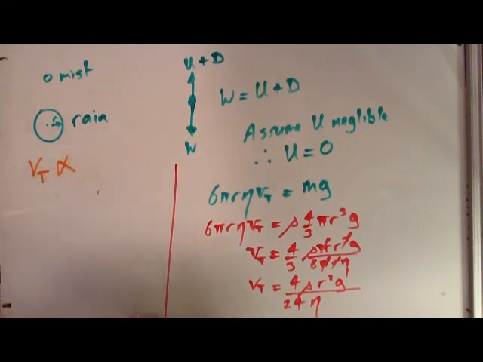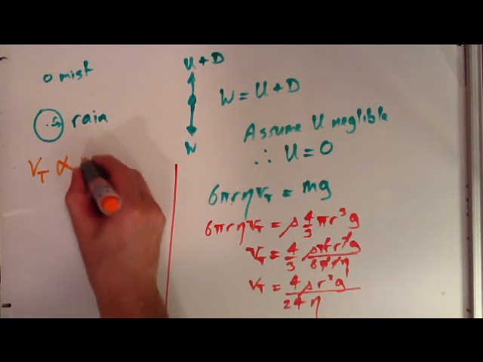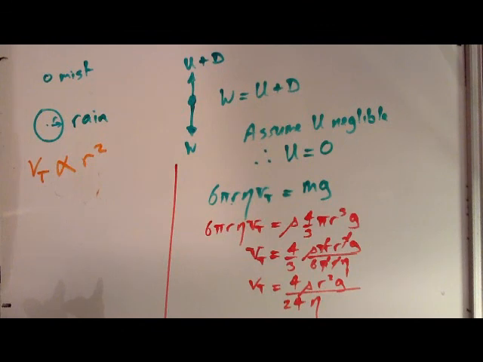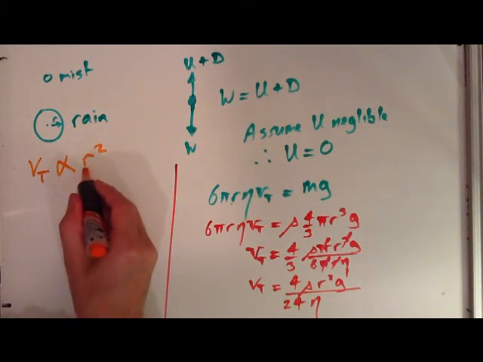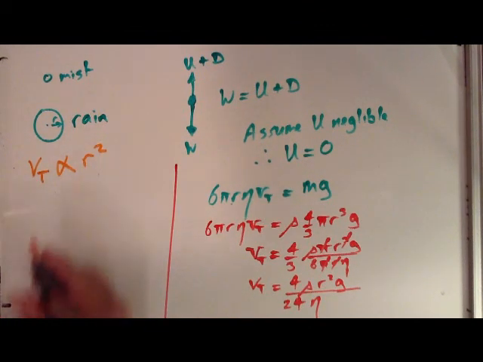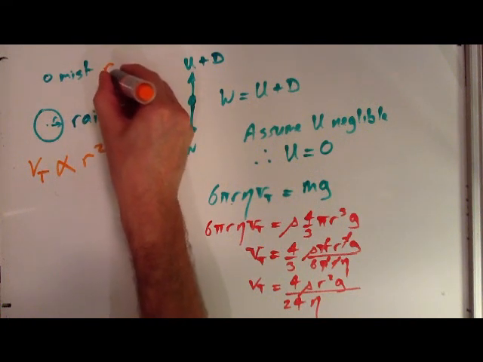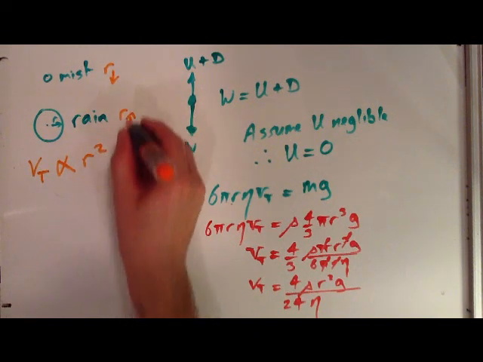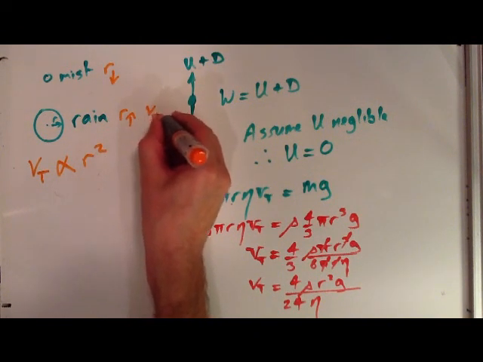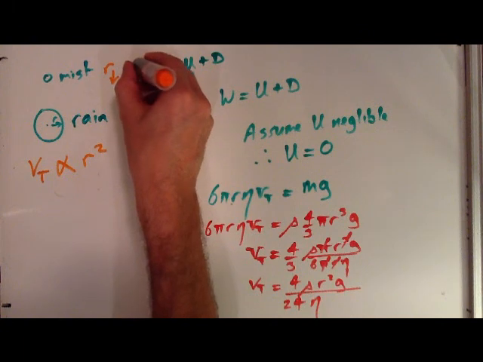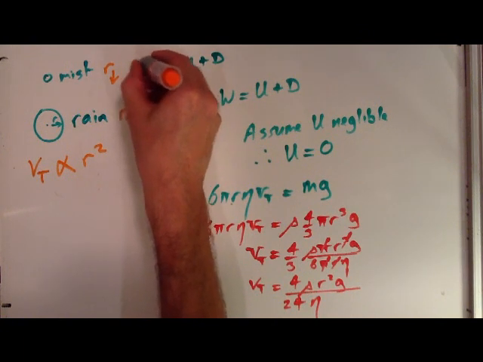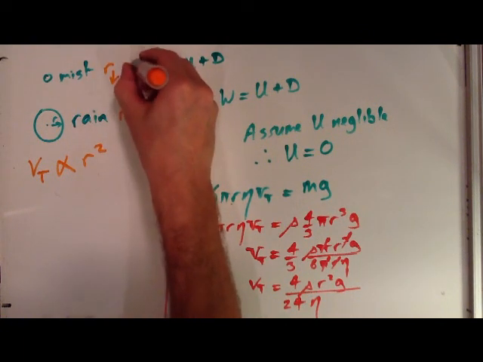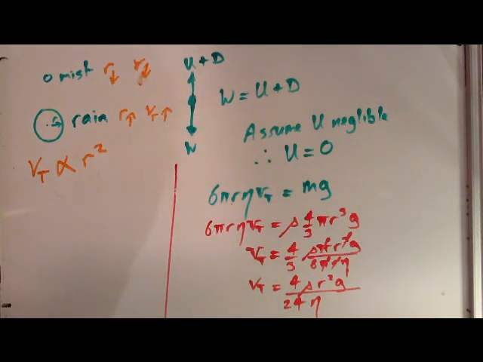All I know is Vt is proportional to all these. The density of water is the same, g is the same, the viscosity of the air is the same. The only difference is it's proportional to that. So what that tells me is this: as r goes down, the terminal velocity goes down. Well, r here is very, very small and r here is much, much bigger. Therefore, this terminal velocity will be much bigger, and this terminal velocity will be much smaller, which means it will fall much slower.